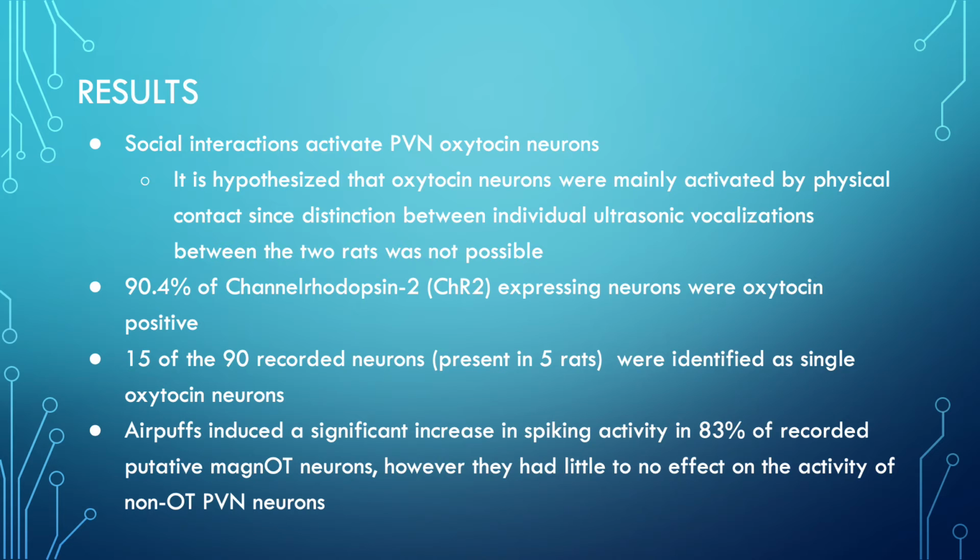90.4% of channel rhodopsin 2 expressing neurons were oxytocin positive. 15 of the 90 recorded neurons present in 5 rats were identified as single oxytocin neurons. Air puffs induced a significant increase in spiking activity in 83% of recorded putative magnocellular oxytocin neurons. However, they had little to no effect on activity of non-oxytocin PVN neurons.